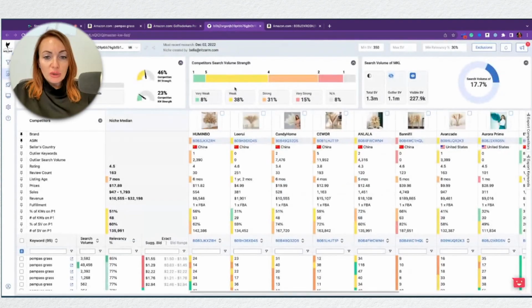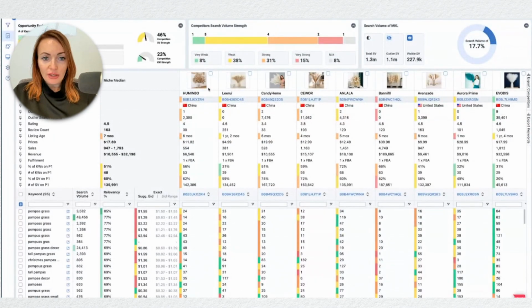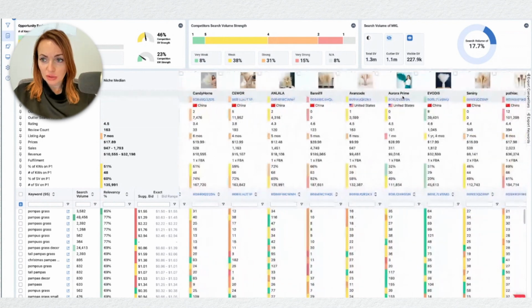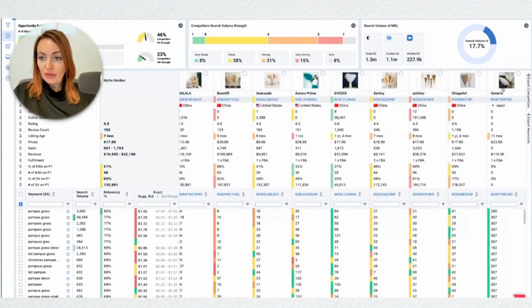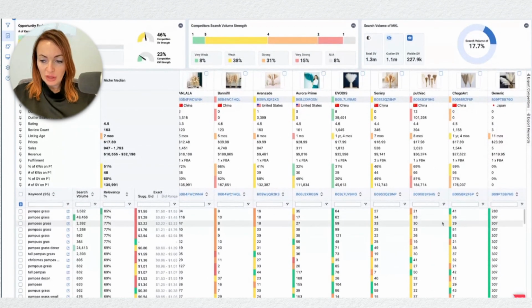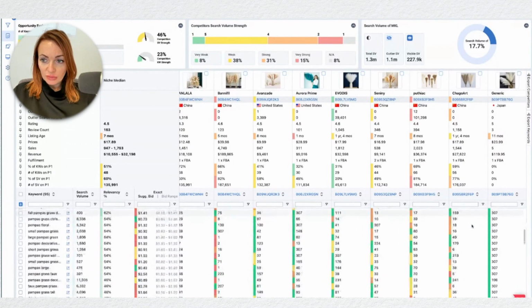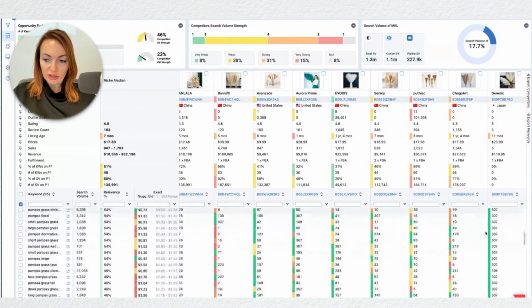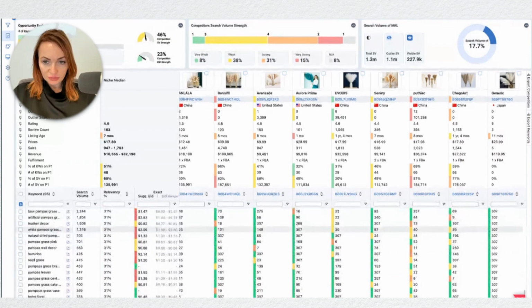Let's take a look at what's going on in DataDive here. Here we can see all the listings that we chose to analyze, and the last one is the one that's in the hot seat right now. And as we can tell, this listing is not ranked for any of the keywords.